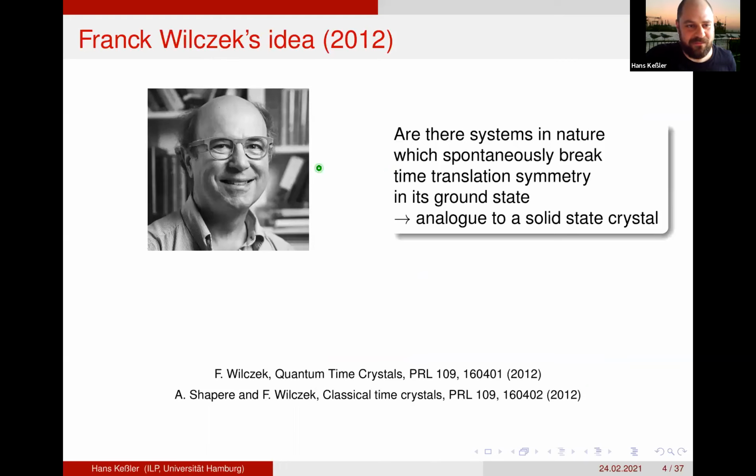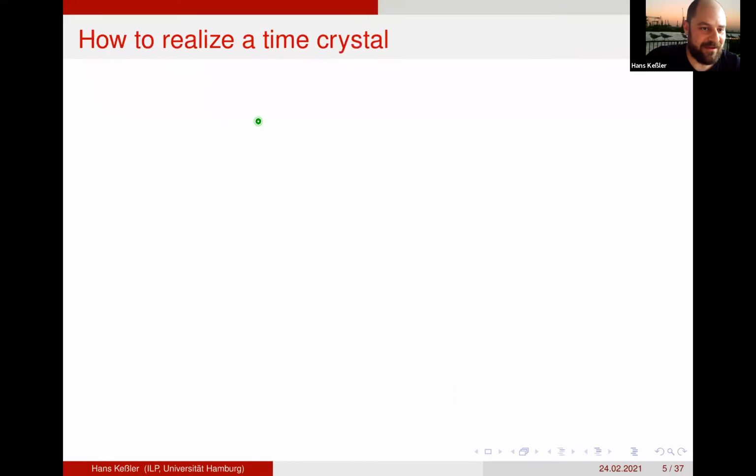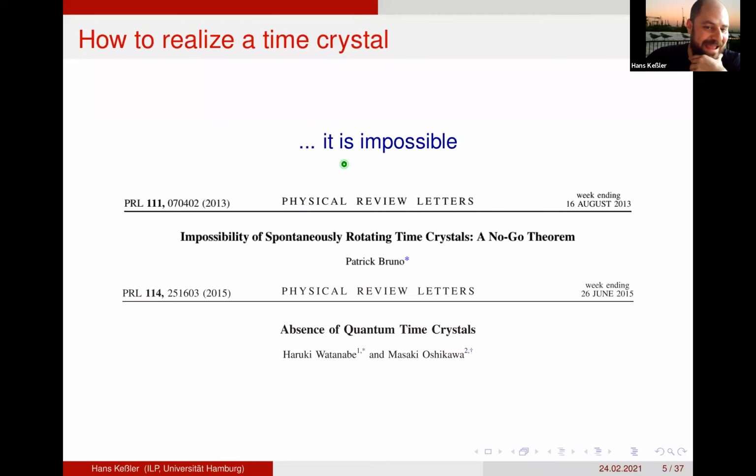So let's go to Frank Wilczek's idea. He asked a question: are there systems in nature which spontaneously break time translation symmetry, importantly in their ground state, and which need to be a closed system? This is then analogous to the formation of a crystal in space. And how can we realize such a time crystal? I have to say, no, we cannot. It's impossible. It does not exist in nature.